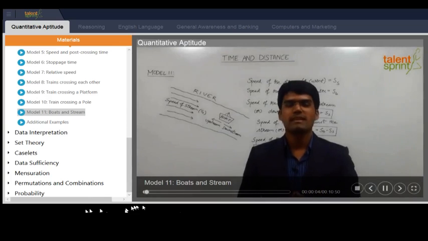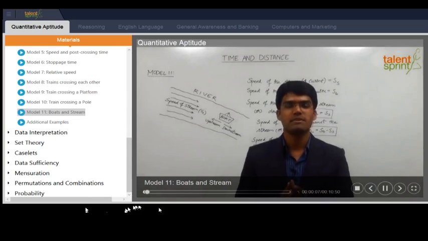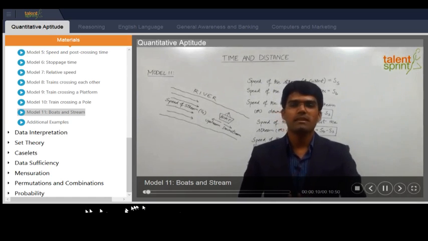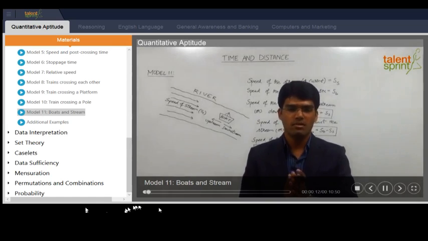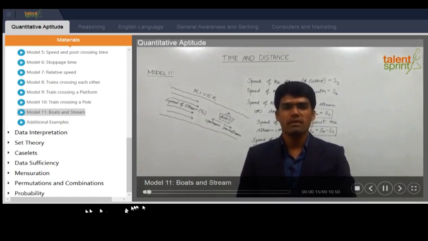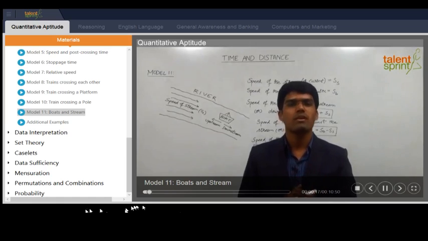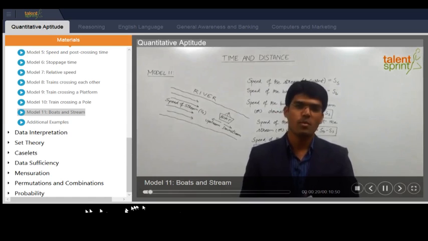Let us now take the next model from time and distance, which is based on boats and streams. Now, in this particular case, we have a stream, nothing but a flowing river, in which a boat has to cover a certain distance. Let us understand what are the different cases when it comes to boats and streams.